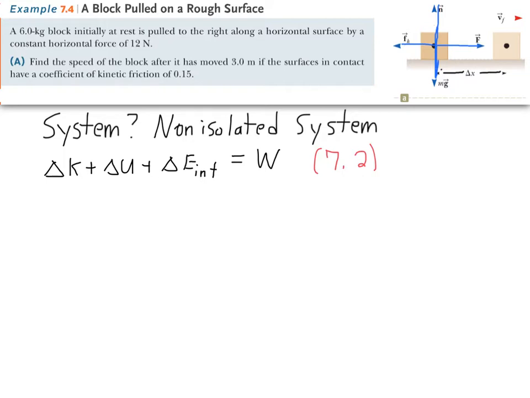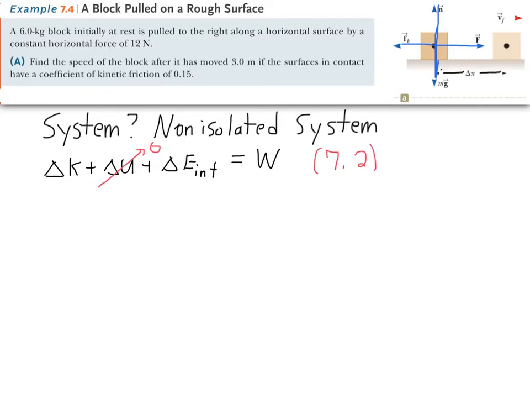First thing to notice is that potential energy here goes to zero because there's no source of potential energy which could be changing. We have the gravitational energy, but that's going to stay constant because the thing is moving on a horizontal surface. We have no springs. We have no other sources of potential energy, so the change of potential energy is going to be zero.